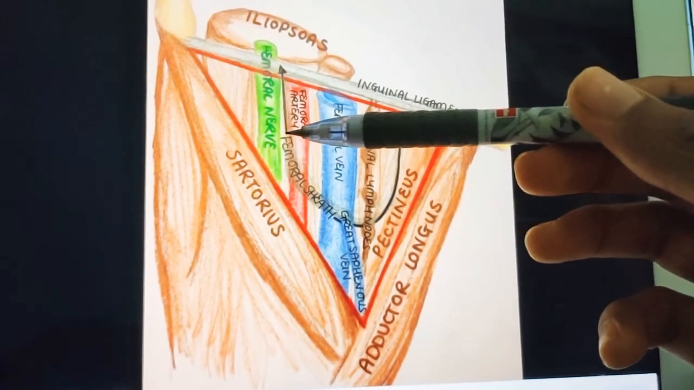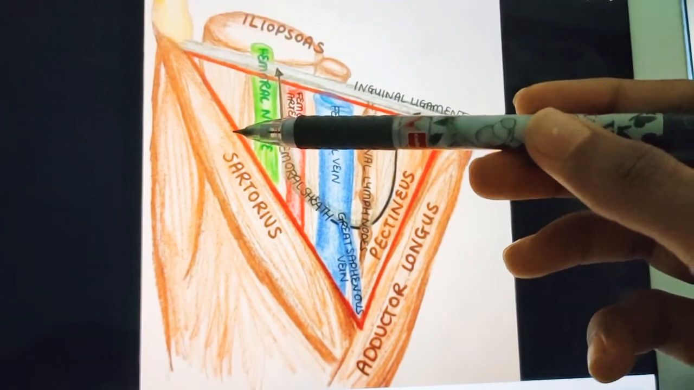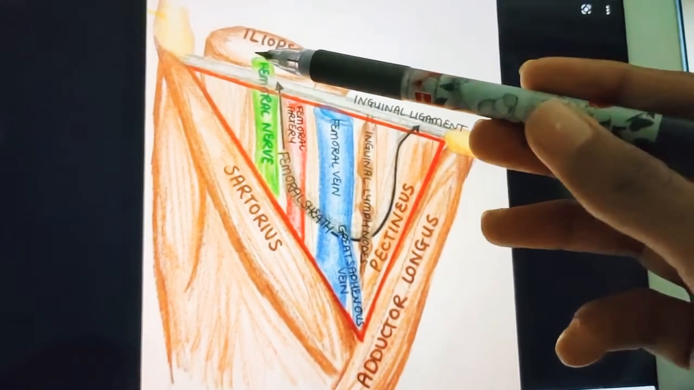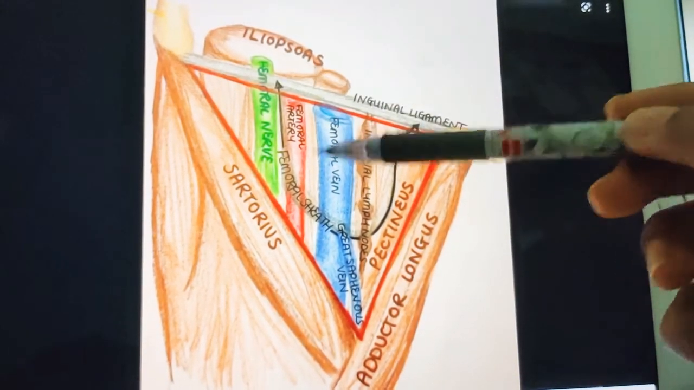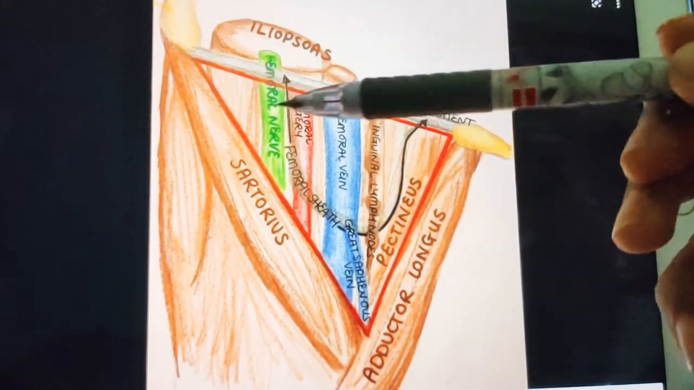And also you will find the psoas major muscle. So the iliacus and psoas major will be here. So these two muscles are found laterally on the floor of the triangle.